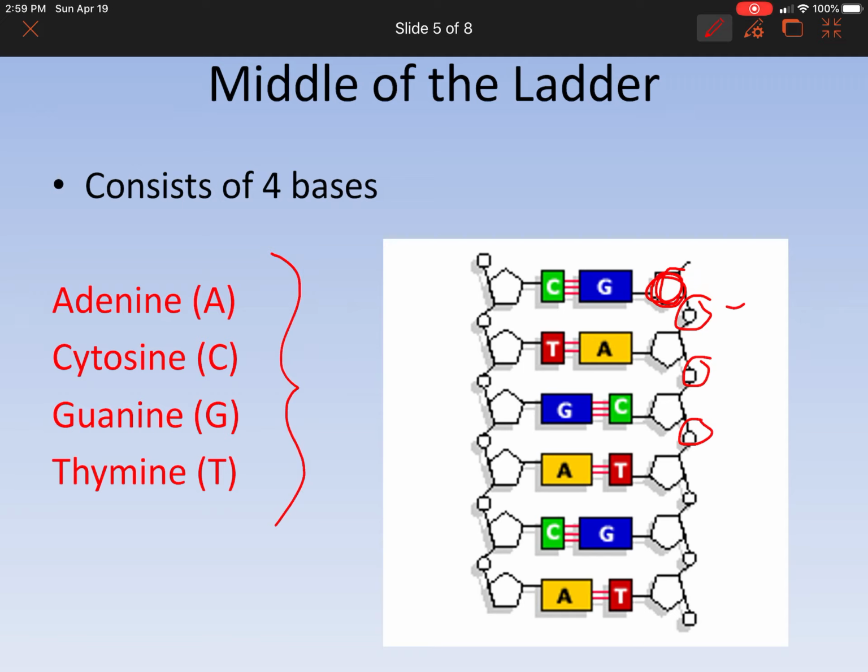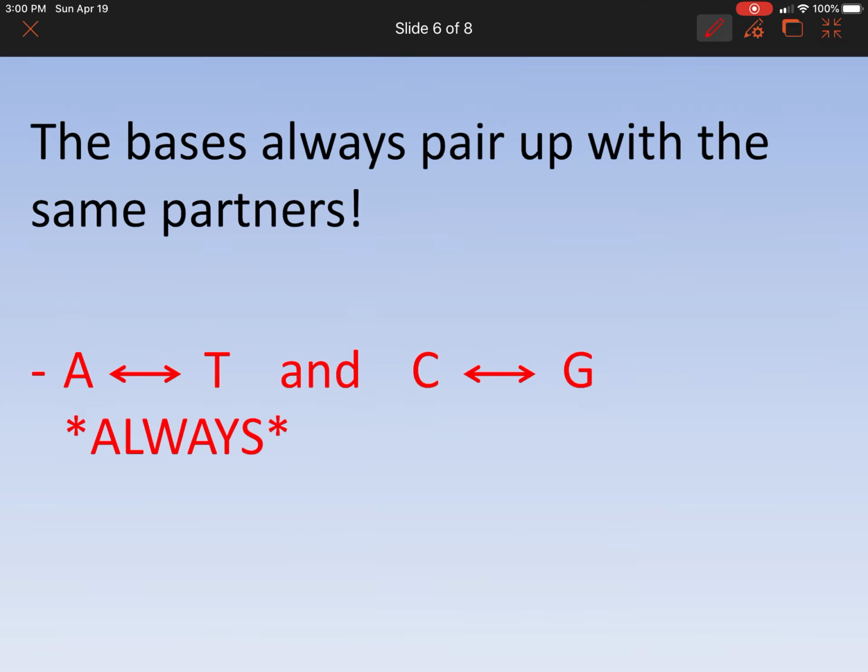Now, one thing you should note is that this side of the ladder, you can think of as going up, and this one is just the opposite of it, so it's going down. So it's just like it's flipped. So the sugar and the phosphates are flipped, like they're moving in the opposite direction there. And in the middle here, we've got what's known as these base pairs. Now, one thing to note, the bases always pair up with the same partners. So A is always with T and C is always with G.